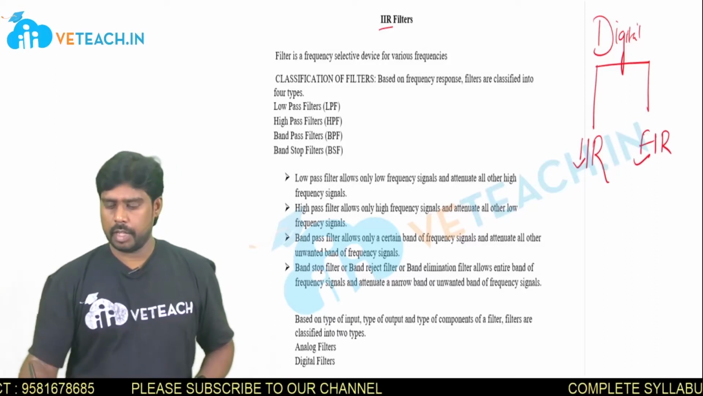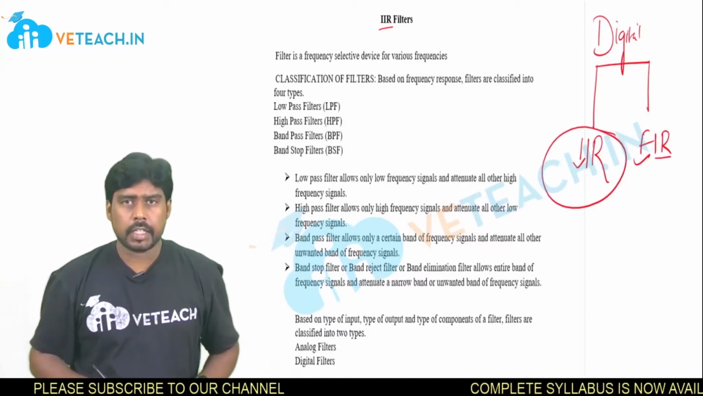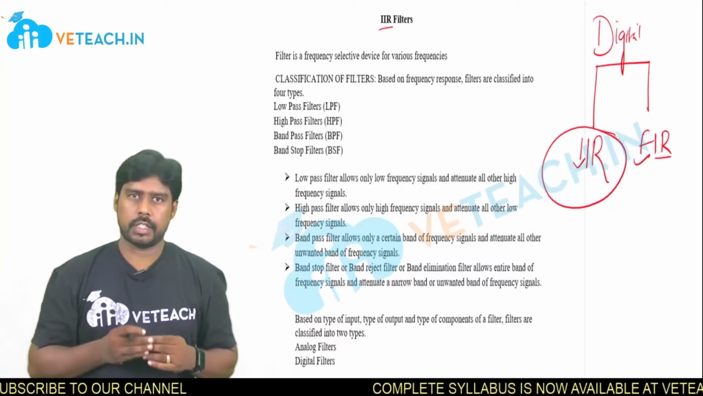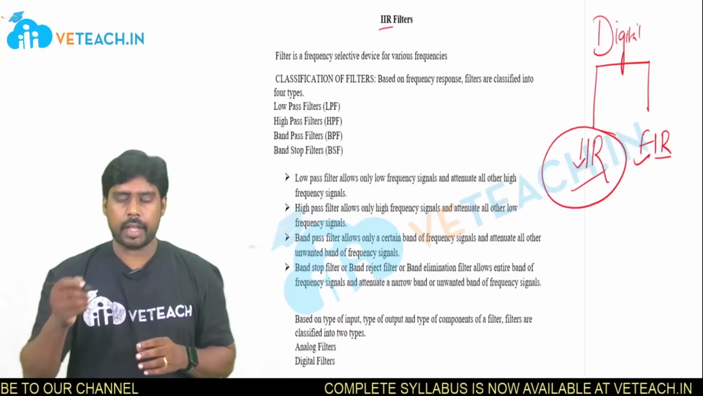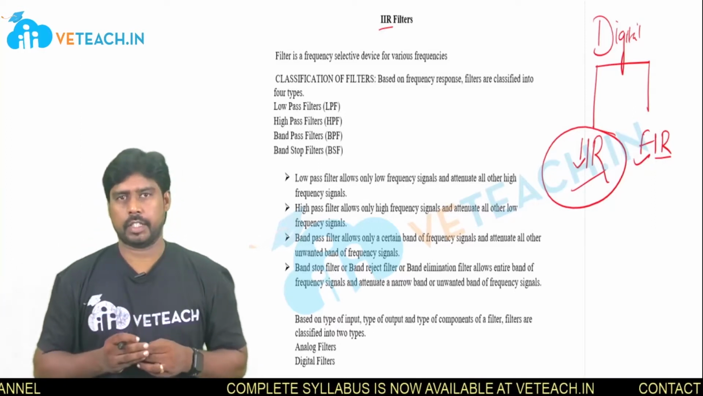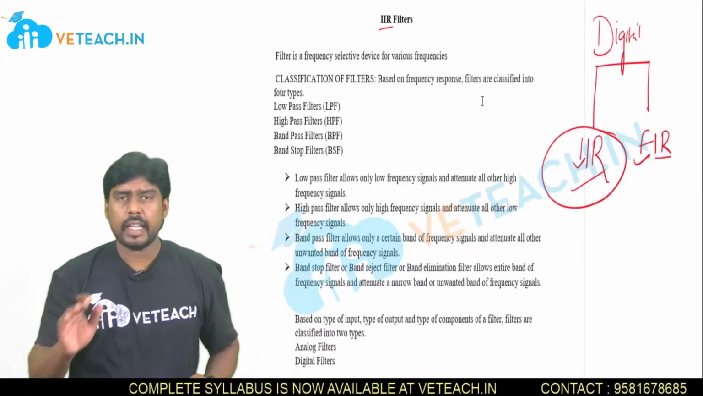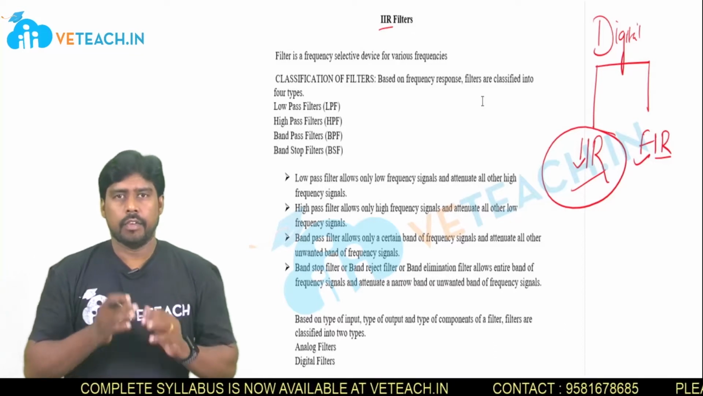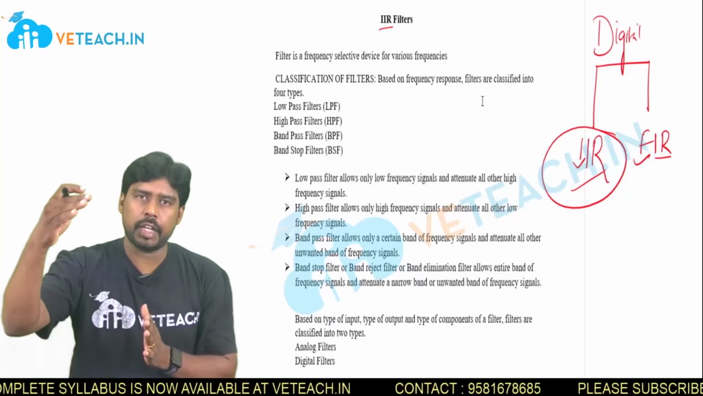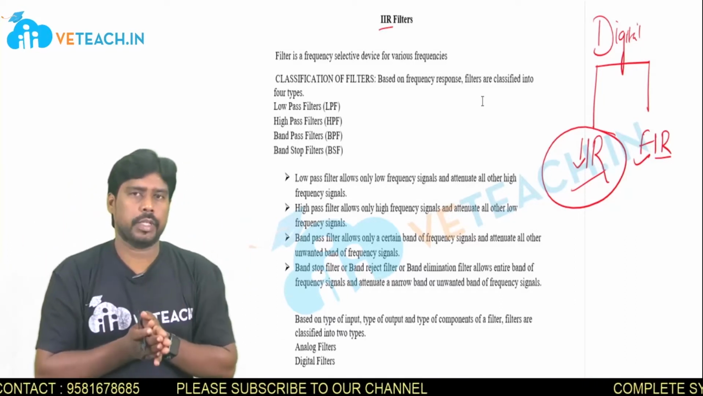Impulse response. Okay. So in this particular session, we are going to look into unit 3 of digital signal processing, which is about IIR filters. And then unit 4 is about FIR filters, finite impulse response filters. Now, basically, what is a filter? A filter is any particular device which allows particular frequency components and rejects some other frequency components.